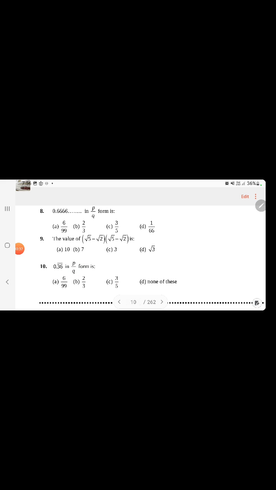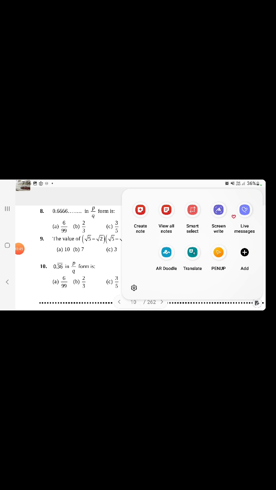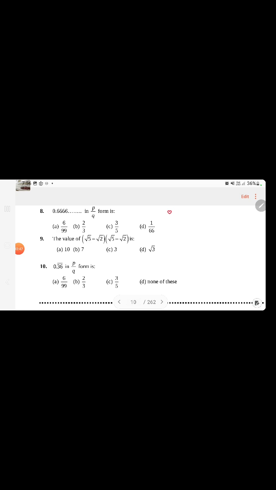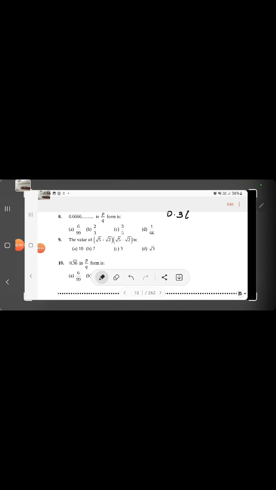0.36 in p by q form. 0.36. As we did the 8th one, this is also very simple. Let's do it. 0.36, here this 36 keeps on repeating. It is recurring, 0.36, 36. So 2 decimal values are repeating. Let us consider this 0.36 as n.